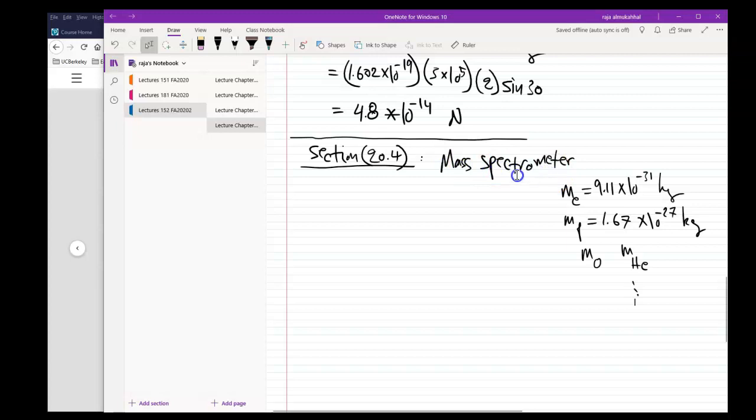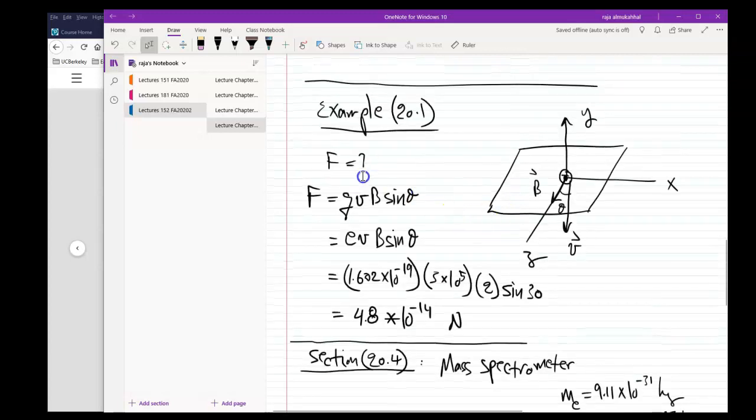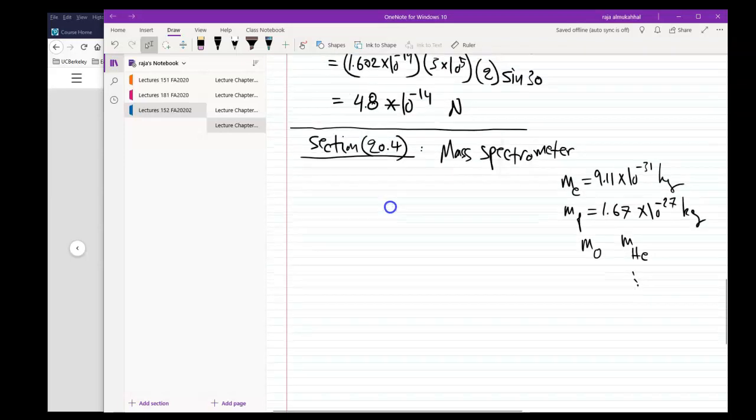We're not going to study the device, but I'm only going to show you the concept behind it. And the concept involves using a formula very similar to the one here. Okay, here's how it works. Let me erase all of that.